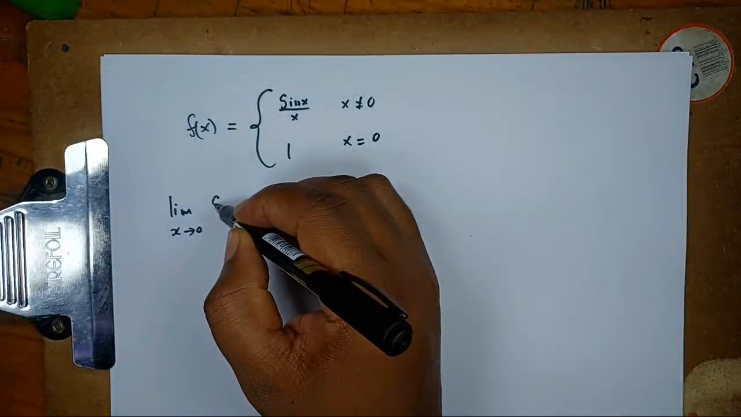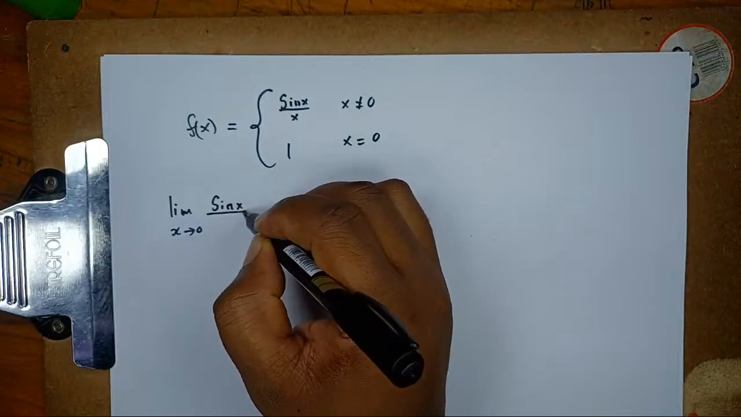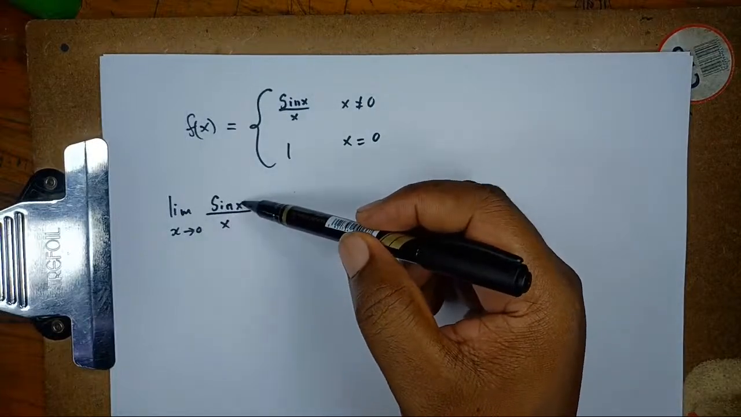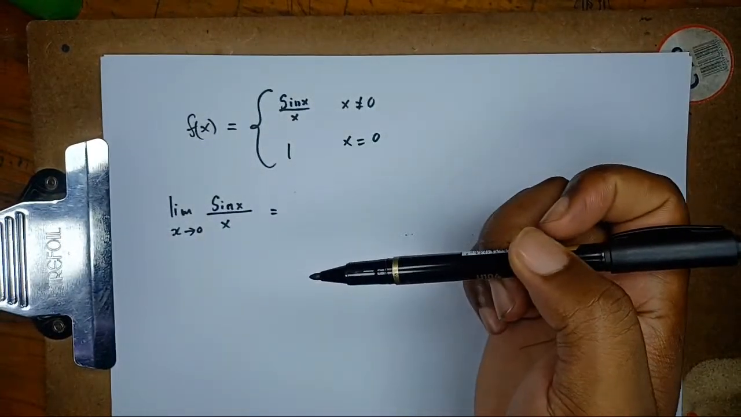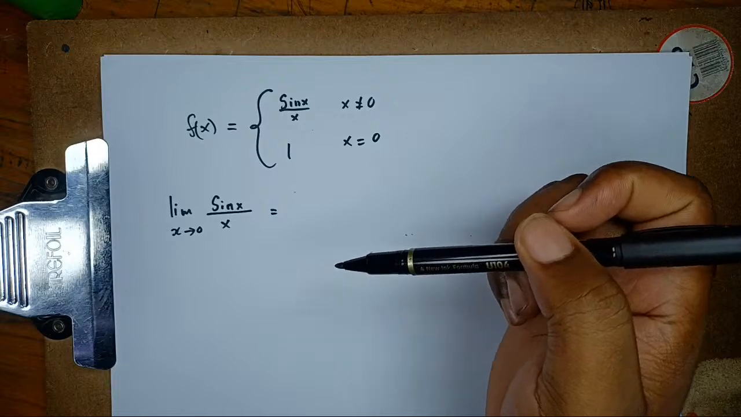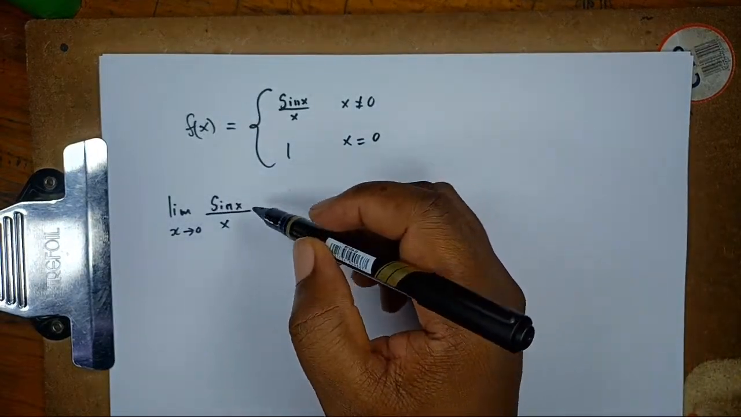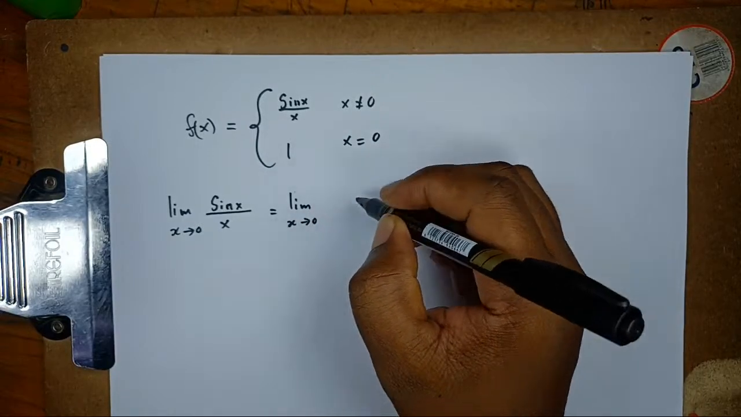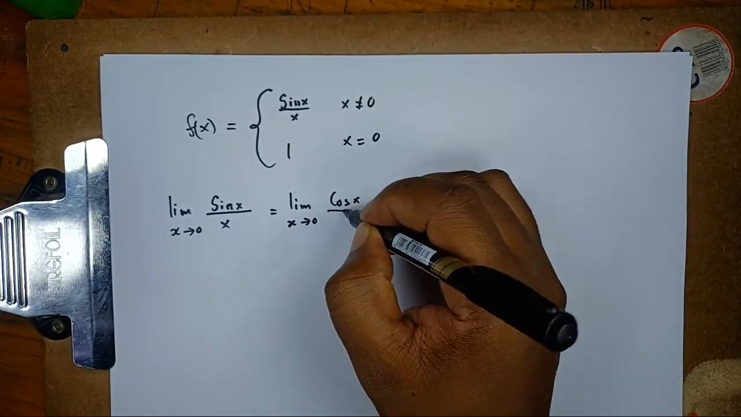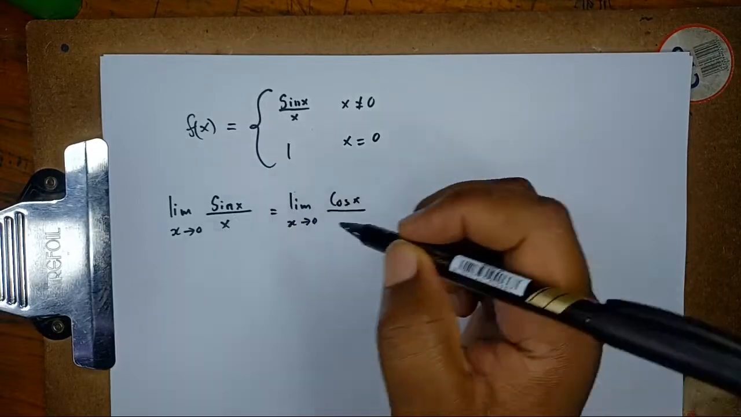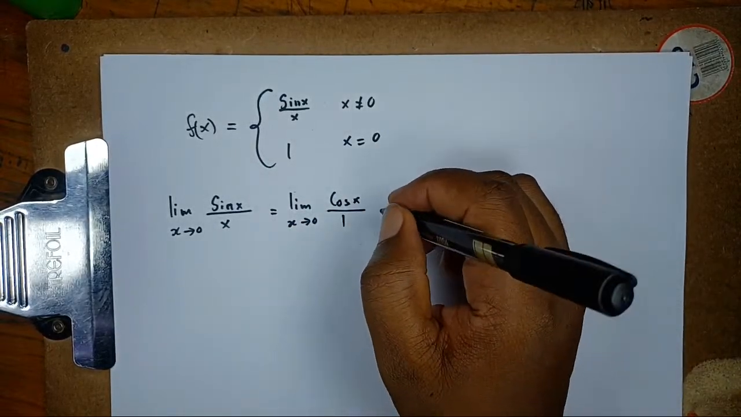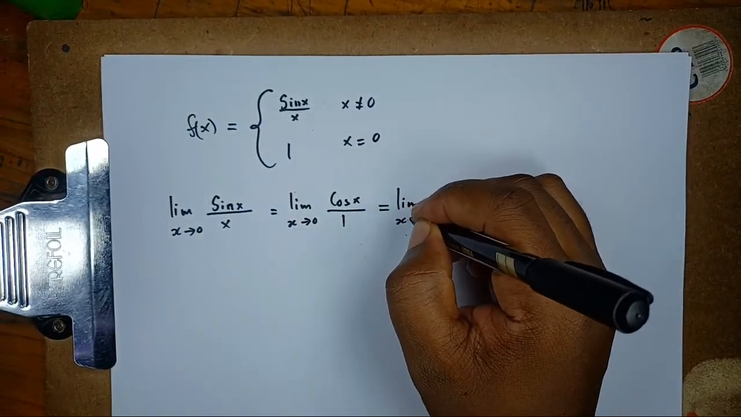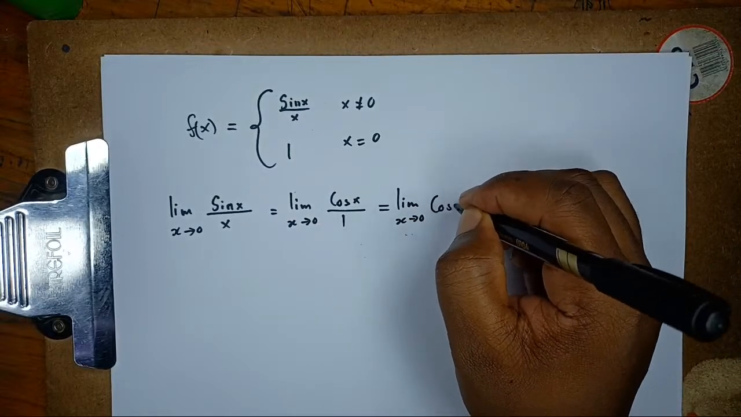So, the limit of the function sine x over x. If we substitute 0 there, we get 0 over 0, hence we need to use L'Hopital's rule. According to L'Hopital's rule, we differentiate the numerator. Differentiating sine changes to a cos. Differentiating x will just be 1. So in this case, we have the limit as x approaches 0 of cos x.